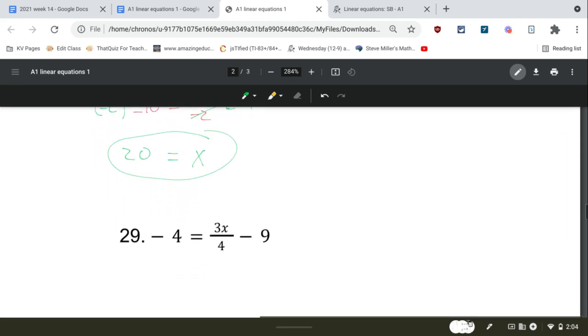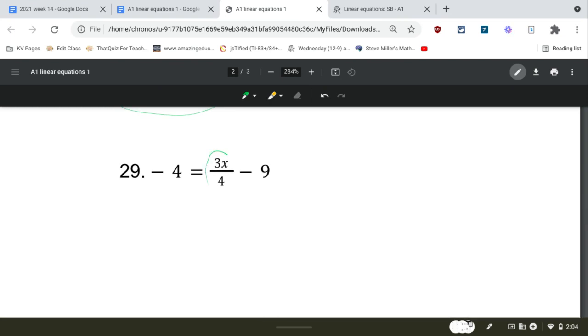On number 29, again, this little part right here is the same as 3/4 x. If you wanted to treat it that way, you can. What I'm going to do on this one, of course, I could move the 9 over first and then tackle the fraction. I'm just going to multiply. I'm going to clear the denominator. I'm going to multiply the whole equation by 4. So 4 times the negative 4 will give me negative 16. The 4 and the division by 4 are going to cancel. So that's going to leave me with 3x. And then the 4 times the negative 9 is going to leave me with negative 36.